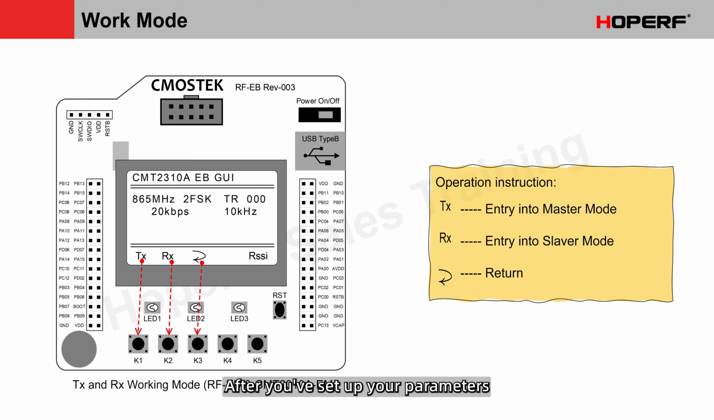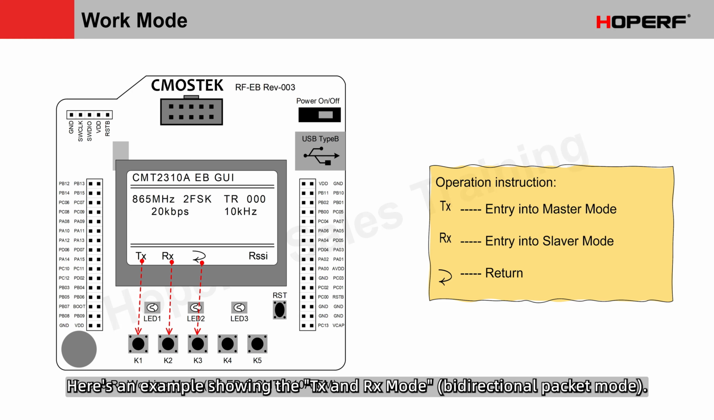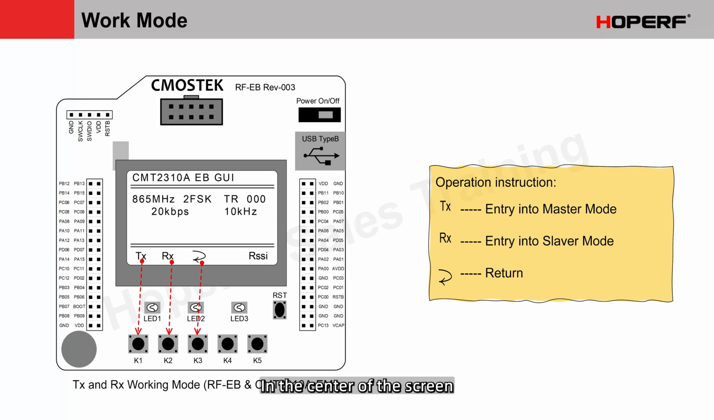After you've set up your parameters, pressing K1 takes you into the selected operating mode. Here's an example showing the TX and RX mode, bidirectional packet mode. In the center of the screen, you can see that the starting frequency is set to 865 MHz. The modulation is 2-FSK. TR indicates it's in bidirectional packet mode.